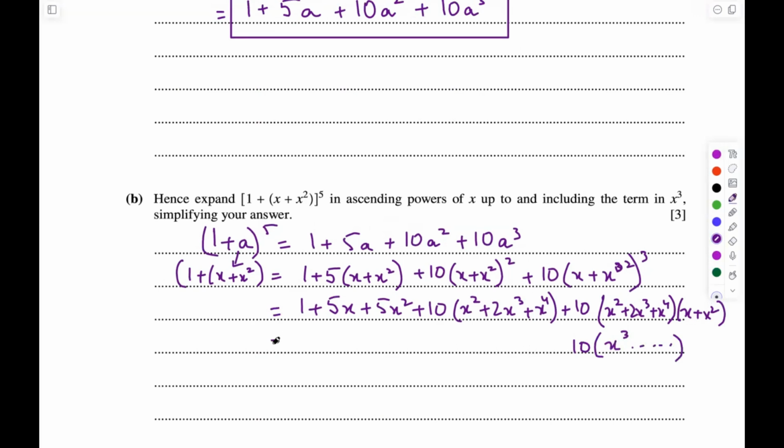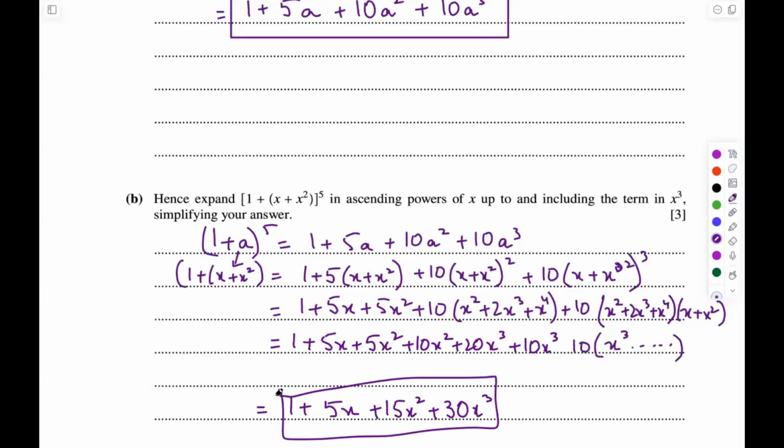So we can ignore those values and leave it till the first term, which is x cube. Simplifying this, we'll get 1 plus 5x plus 5x squared plus 10x squared plus 20x cubed. As we do not want a power of 4, we can leave 10x to the power 4. And from the third term we get 10x cubed. Simplifying, the final answer will be 1 plus 5x plus 15x squared plus 30x cubed, for the terms up to x to the power 3.